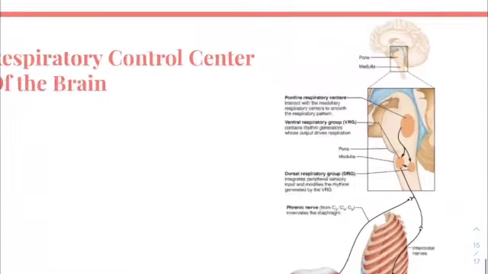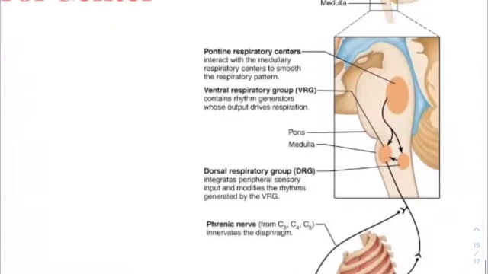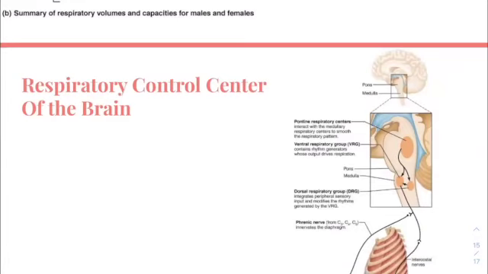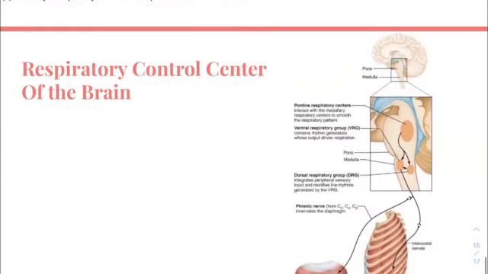In our brain, you have the pontine respiratory centers, the ventral respiratory centers, the dorsal respiratory groups, and then the phrenic nerve that comes down to feed the diaphragm. Technically, the intercostal nerves that come out from the spinal cord feed the intercostal muscles, if you want to be technical about it, but that's not going to be asked.